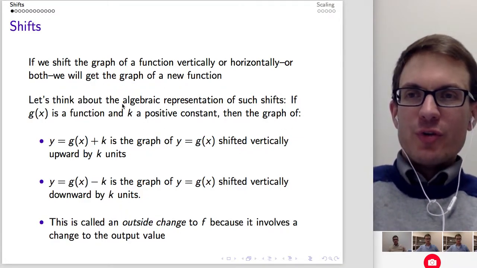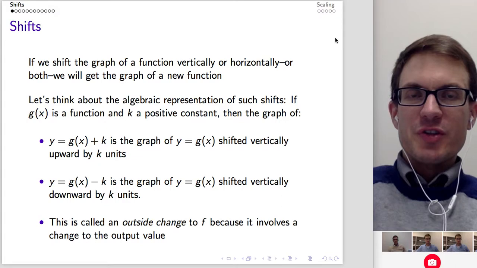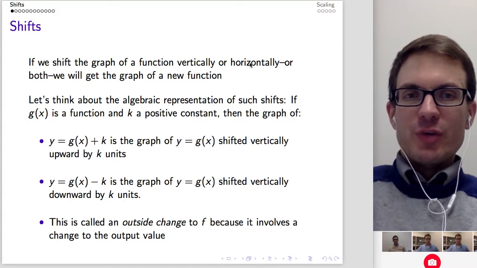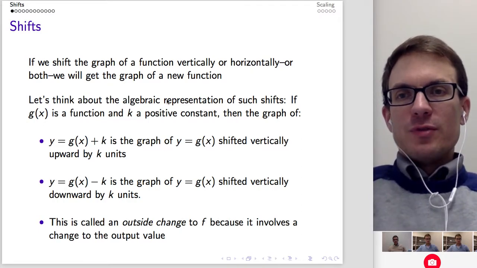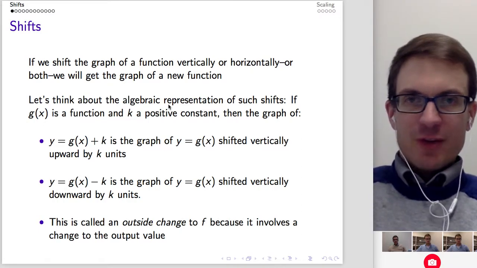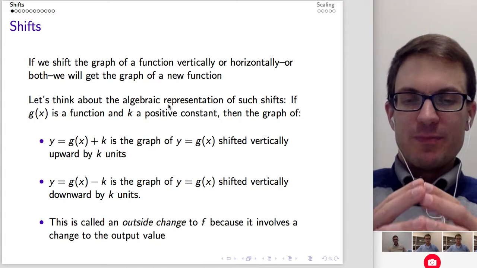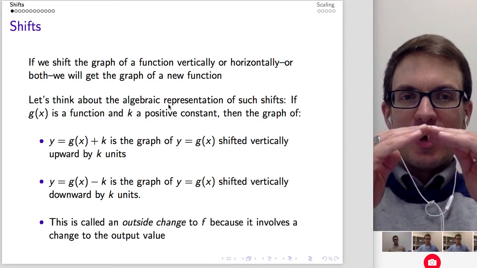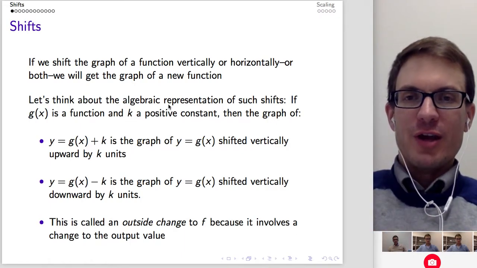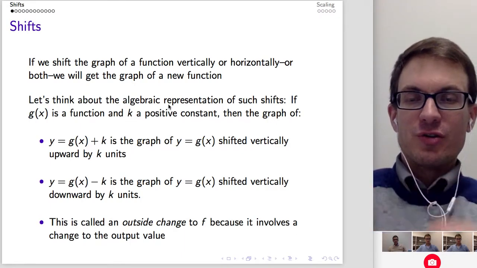So what we're doing here is thinking about shifts and scaling, so different ways that we can translate and transform functions. The way we're going to do this is take the perspective of some known function or some hypothesized function, and then see how we can move that function up or down or to one side or the other, or how we can stretch it or squish it.